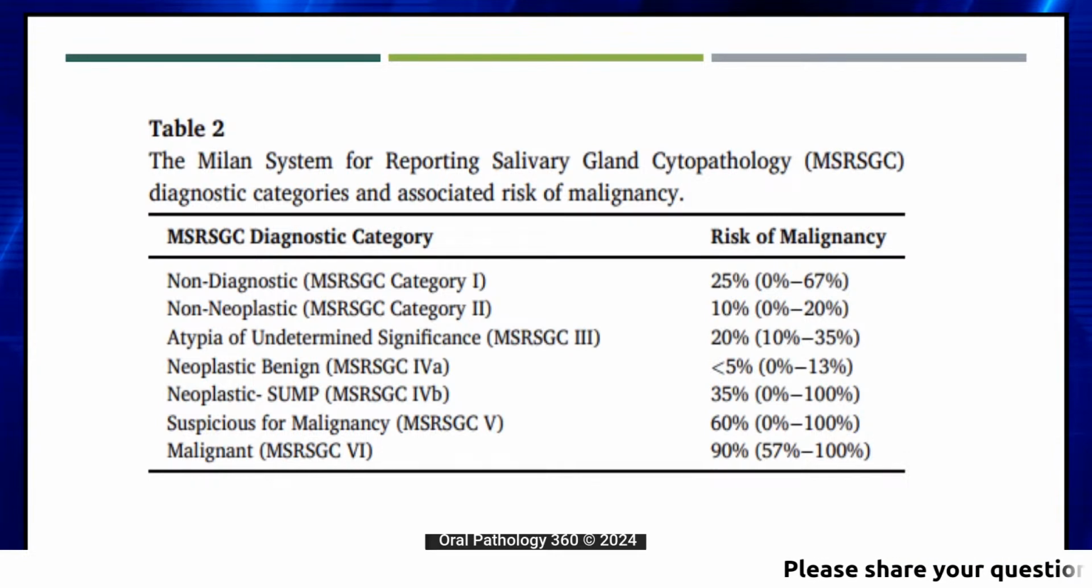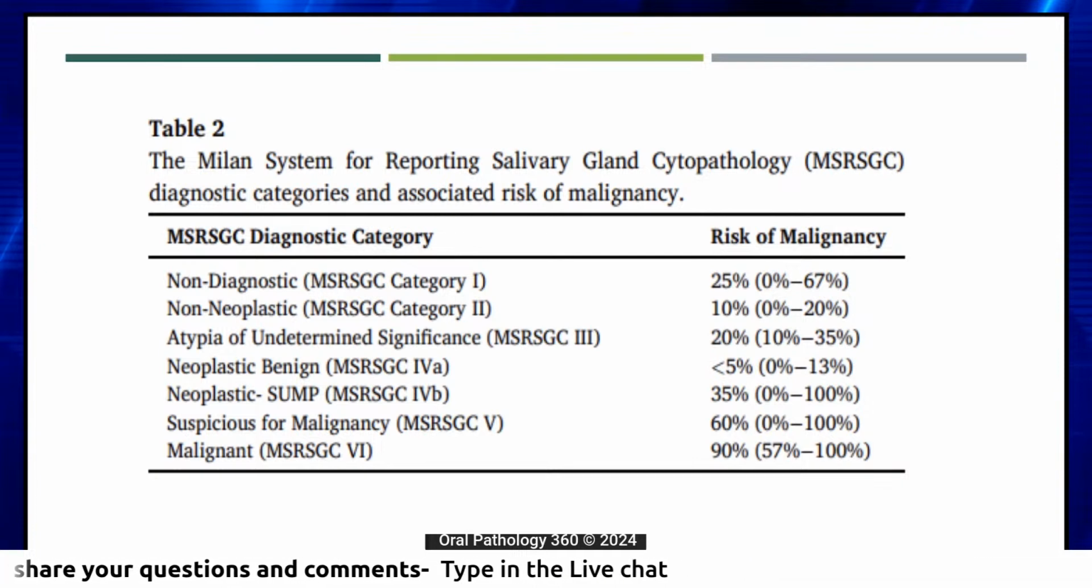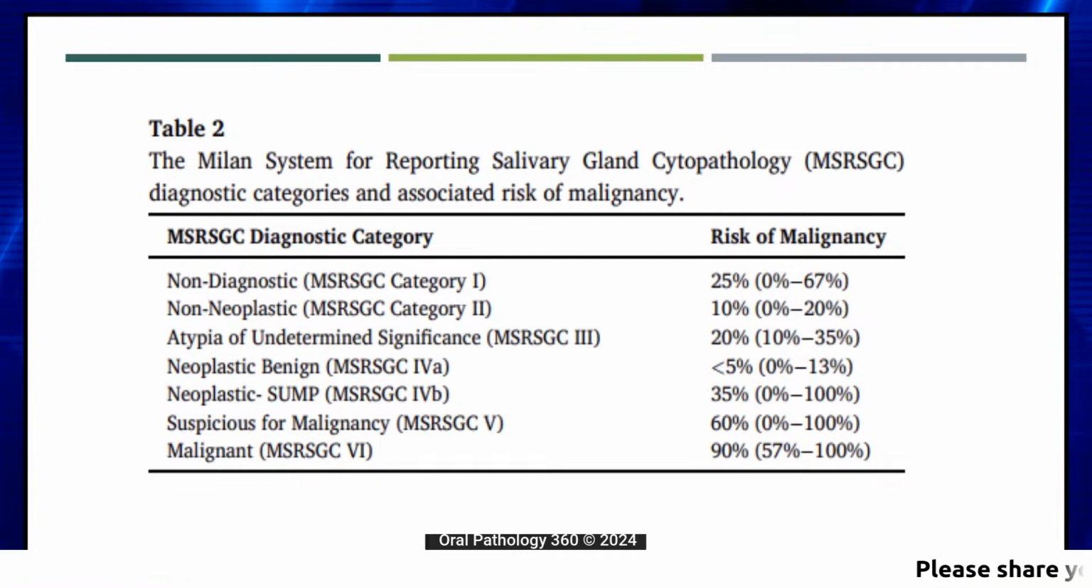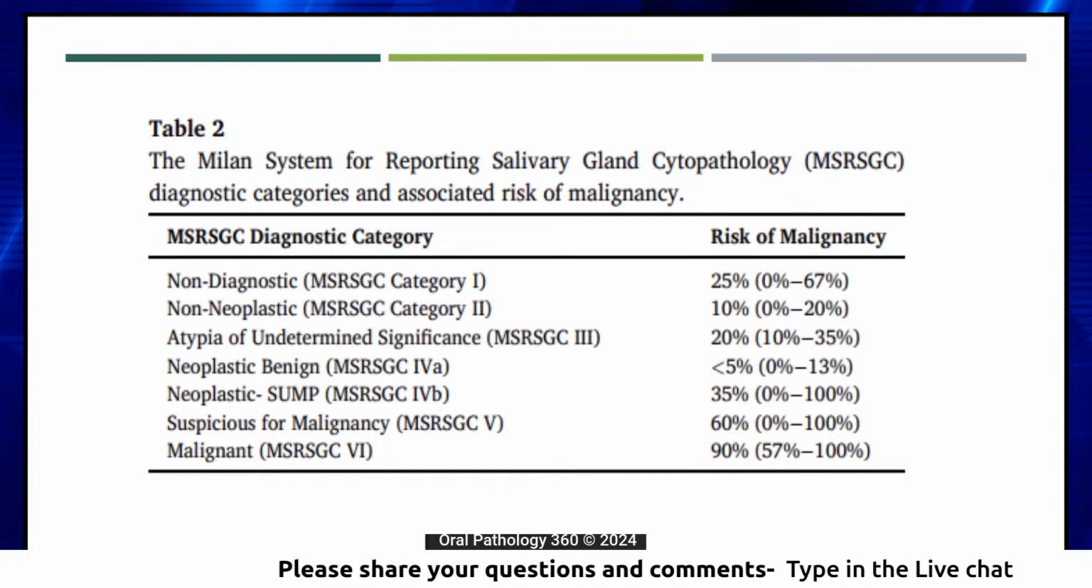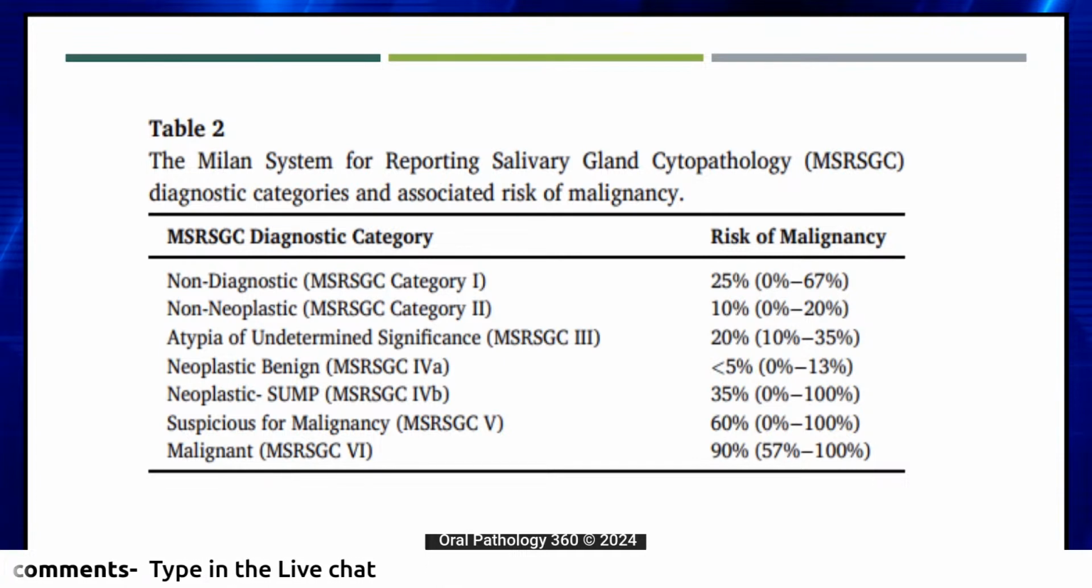As you see in Table 2, the Milan system has 6 main diagnostic categories, each associated with a risk of malignancy, including the non-diagnostic category, non-neoplastic, atypia of undetermined significance, and the neoplasm category, that is split into benign and salivary gland neoplasm of uncertain malignant potential, and the suspicious for malignancy category, and the malignant category.